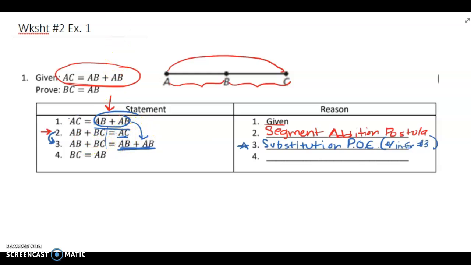Now I'm going to ask myself, how did I go from 3 to 4? Because however I went from 3 to 4 is what I'm going to put here. Somehow AB plus BC just went to BC, and AB plus AB just went to AB. Well, didn't I subtract AB from both sides of the equation? If I subtract the same thing from both sides of the equation, that is the subtraction property of equality. So that's our first example.